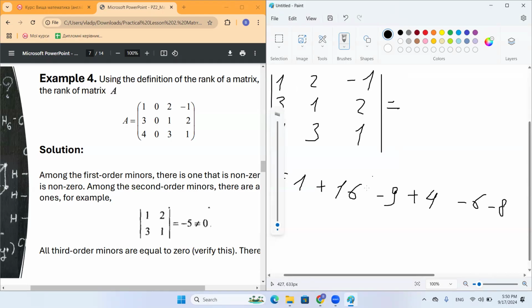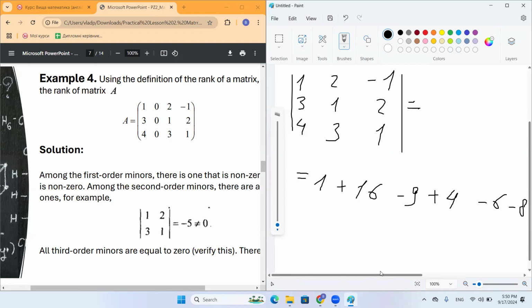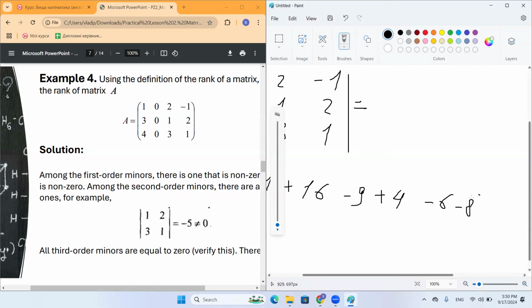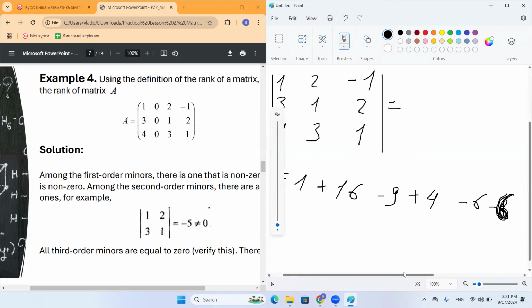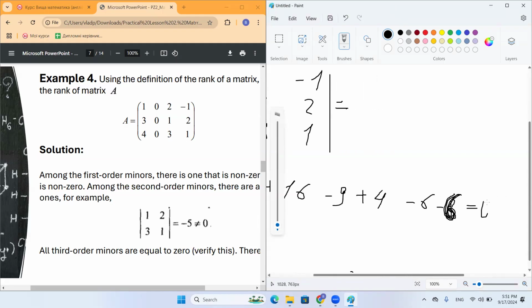So 21 minus, something is wrong here. Minus 6, minus 6. Yeah, minus 6, minus 6. My bad, actually. In the evening, at the end of the work day, I'm losing some attention. So yeah, it equals 0.